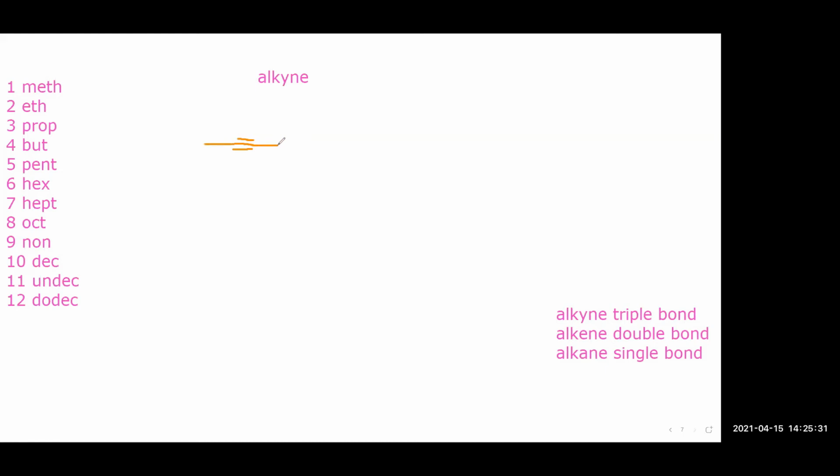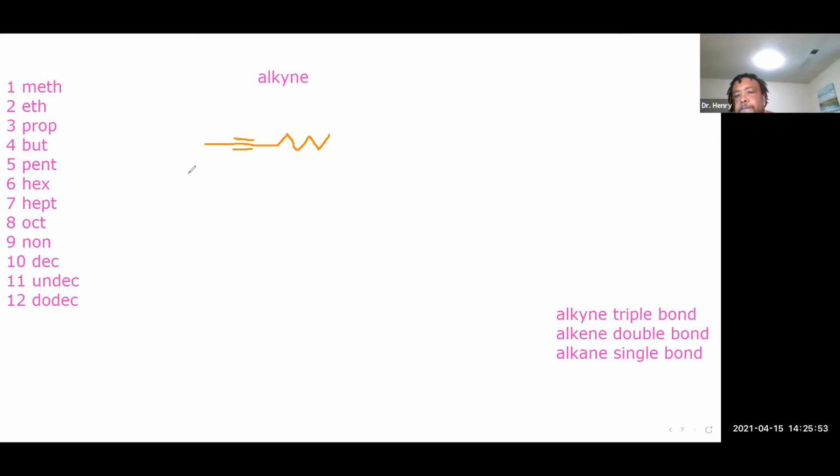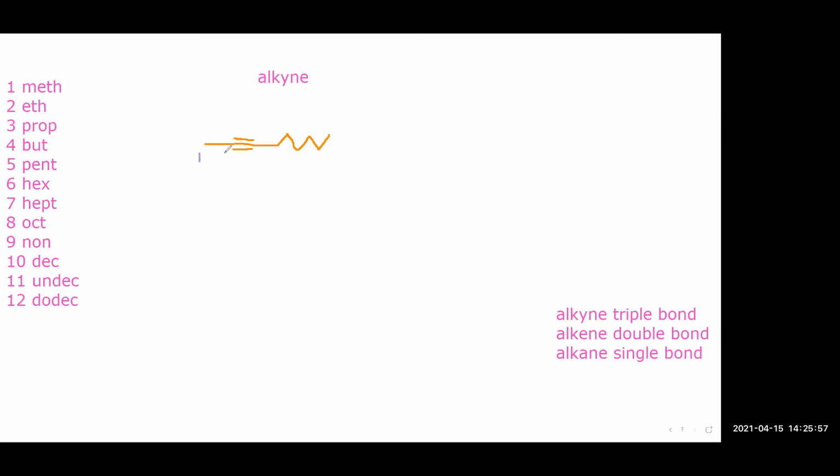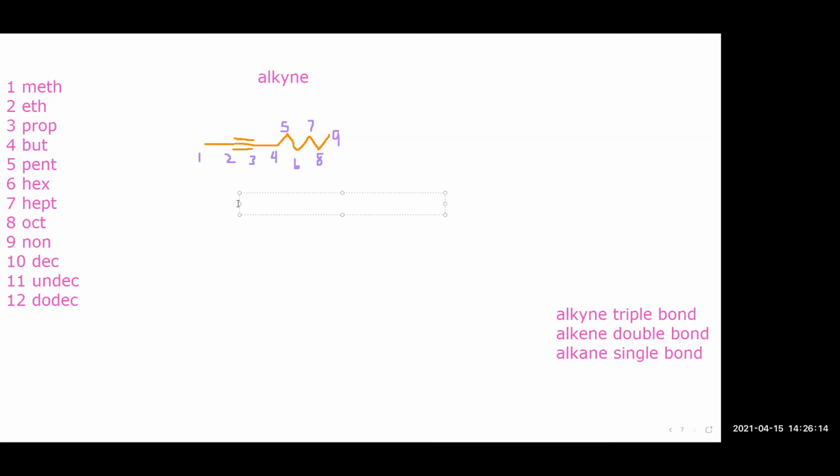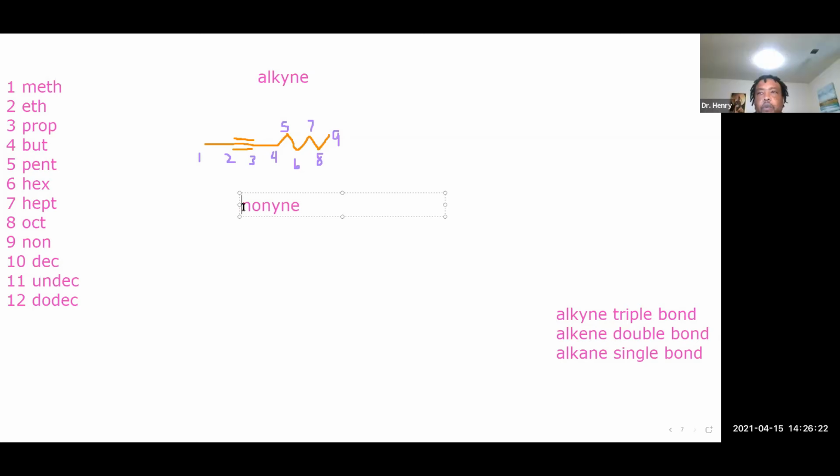Alkyne. 1, 2, 3, 4, 5, 6, 7, 8, 9. Okay, so first thing we're going to do is count the carbons, the longest chain. 1, 2, 3, 4, 5, 6, 7, 8, 9. Okay, non-9. What am I going to do about the triple bond? Put a 2 there. Okay. Piece of cake?